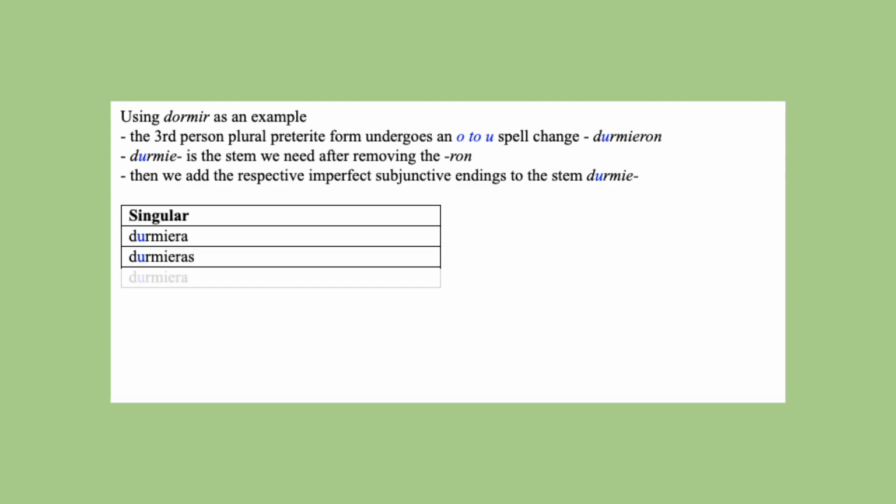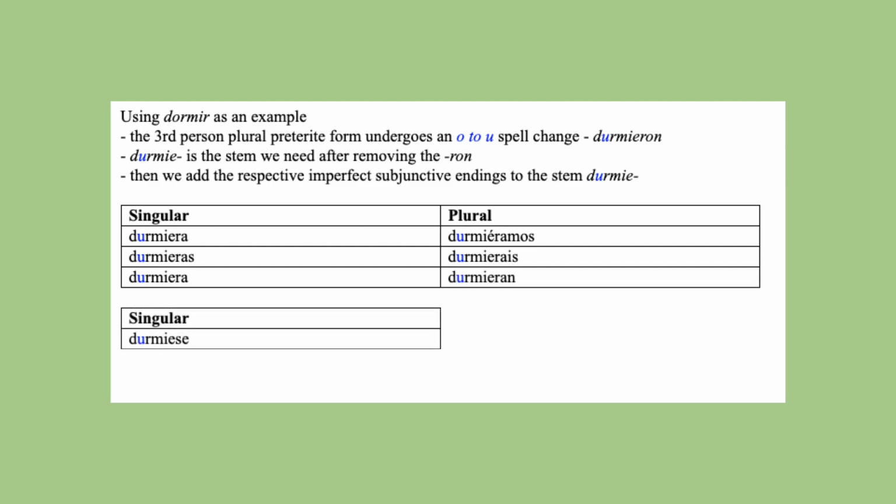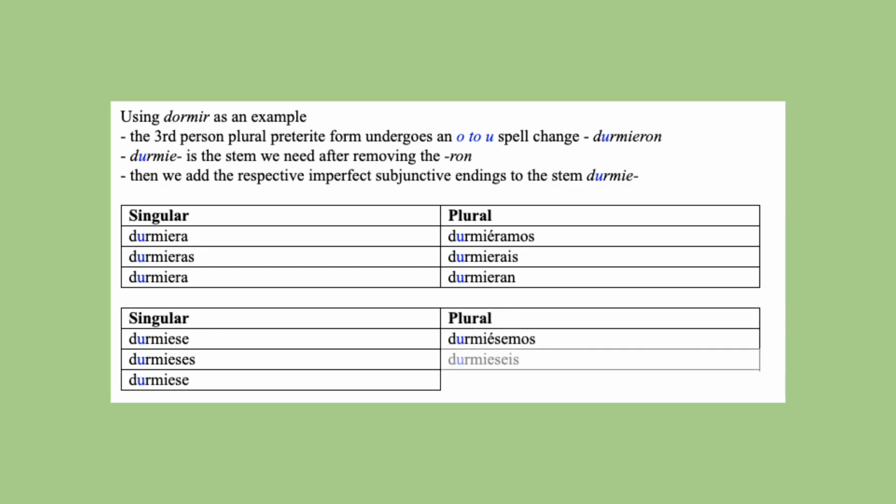Durmiera, durmieras, durmiera, durmiéramos, durmierais, durmieran. Durmiese, durmieses, durmiese, durmiésemos, durmieseis, durmiesen.